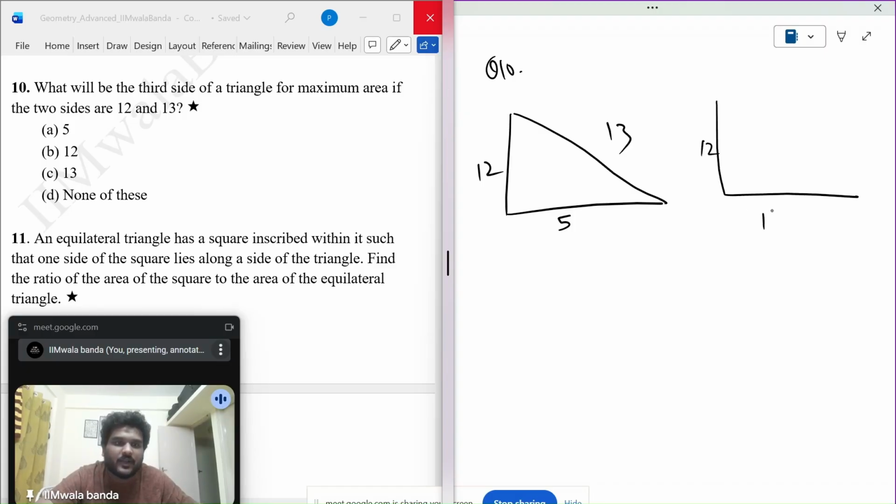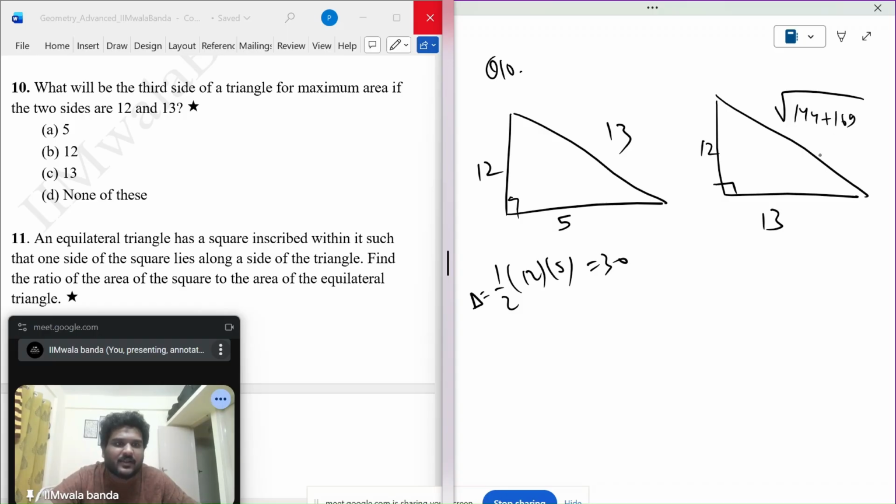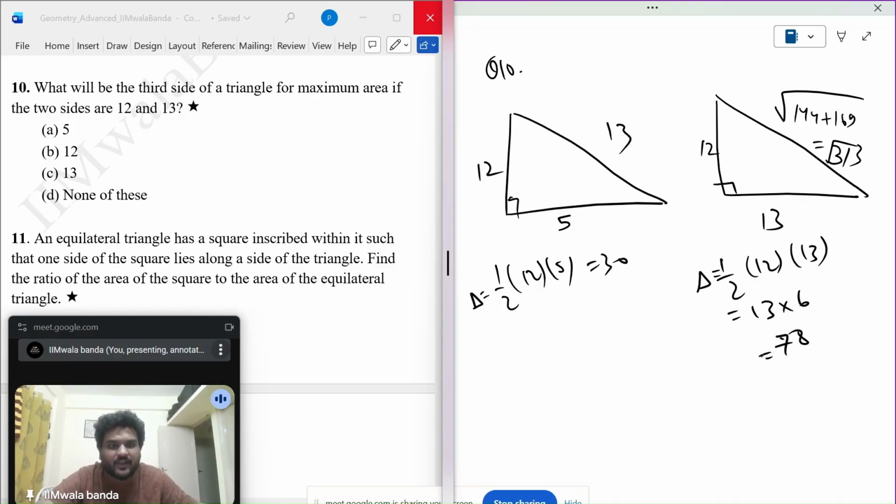It could be 12, 13, and this also. In this case, we know area will be half into base into height, or 30. But if I take these two sides, this will be root of 144 plus 169, or root 313. So half into base into height, which is more, right? So it's 78. What will be the third side if the two sides are this? So answer should be root 313 for the third side.